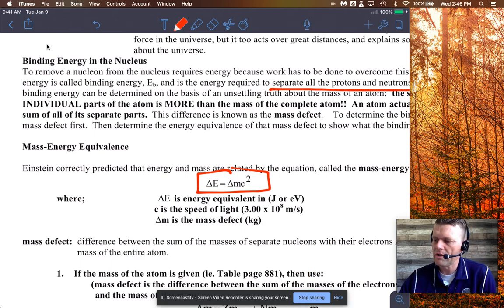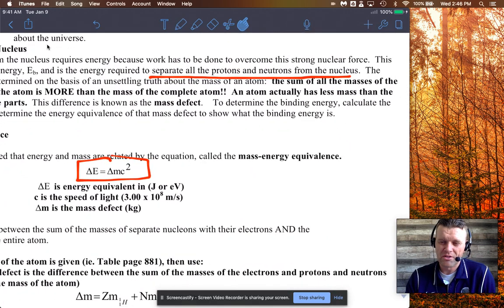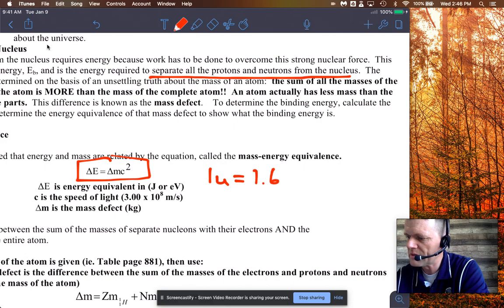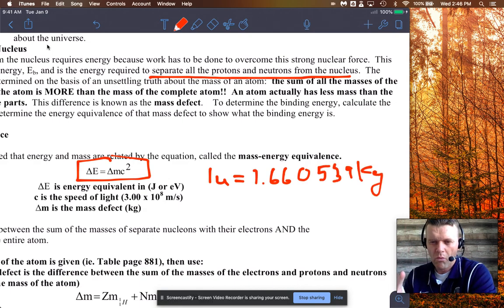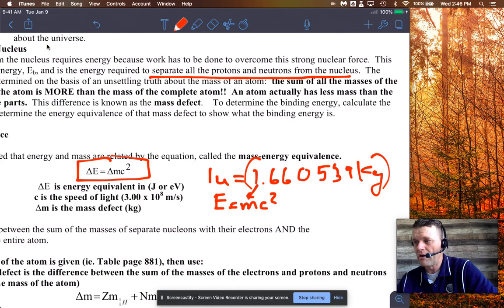Here's what I'm going to show you just quickly. Because we don't deal with kilograms, and I'm sure I showed you atomic mass units, one atomic mass unit is equal to that really crazy number, 1.6. This was back in the notes. You don't really need to write it down. I'm just going to show you right here, 1.66054 times ten to the negative 27 kilograms. So one atomic mass unit is equal to that many kilograms. If we used the formula E equals mc squared, and we took this mass and plugged it in there and multiplied it by the speed of light squared, we would get an energy in joules.